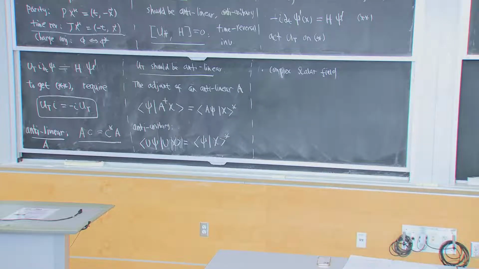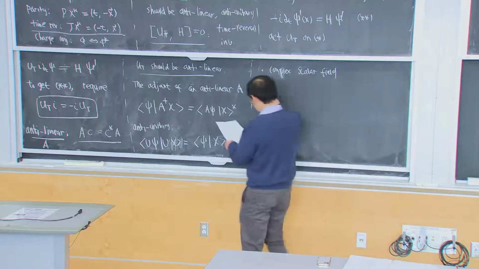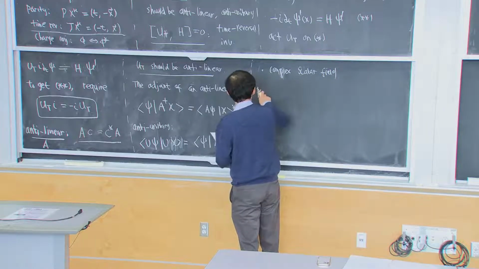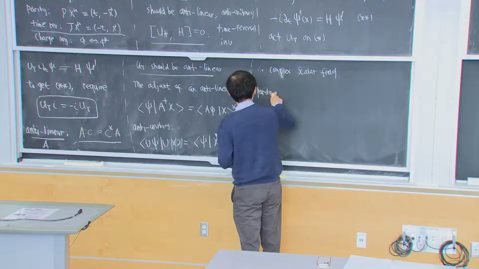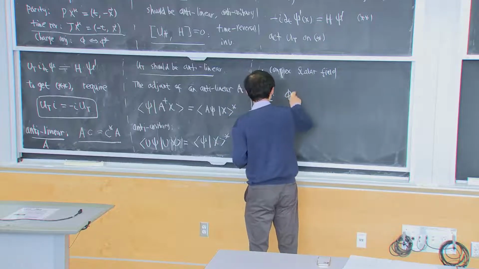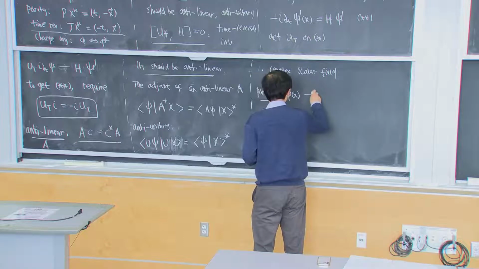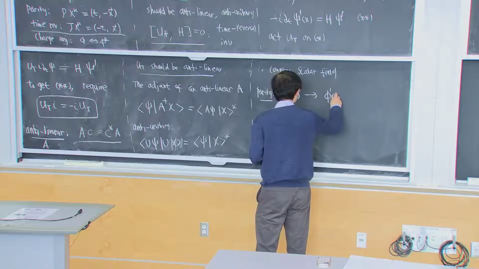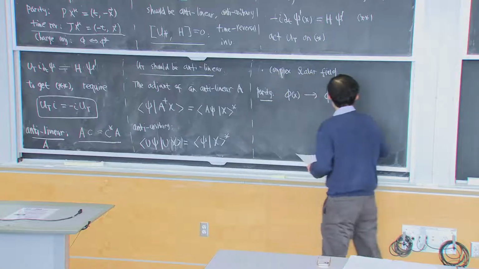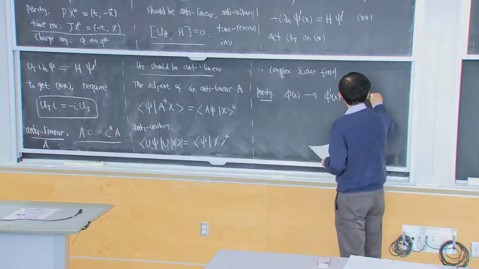Quantum mechanically, those symmetries should be implemented by some unitary operator. Now the parity transformation on the field corresponds to starting with phi(x) and going to phi prime(x), so phi prime(x) should be equal to phi(Px).